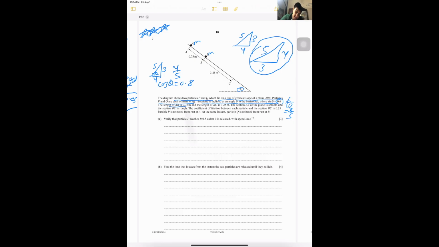The length of AB is 0.75. We can see that. We can also see this distance, and the length of BC is this. The section AB is smooth. Very, very important information, and this one piece of information sets all the tricks in this one sum. Rough and smooth. So the coefficient of friction for each particle, whatever the particle in this section, mu is 0.25.